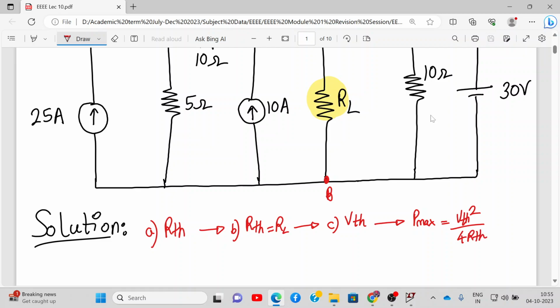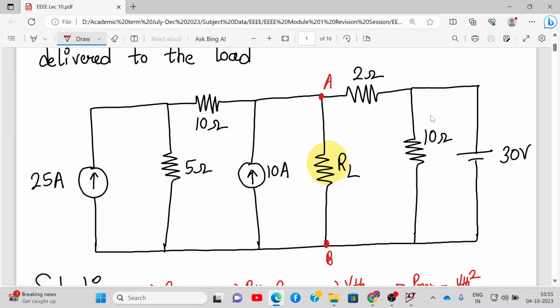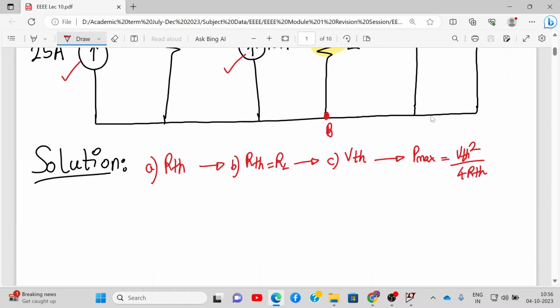So let us first start with finding the value of RTH. How do we find RTH? We deactivate all sources. Which sources do we have? We have 25 ampere current source, 10 ampere current source, and 30-volt voltage source. All the current sources will be replaced by open circuit, and the voltage source will be replaced by short circuit. And we have to remove load RL. So let's do that.